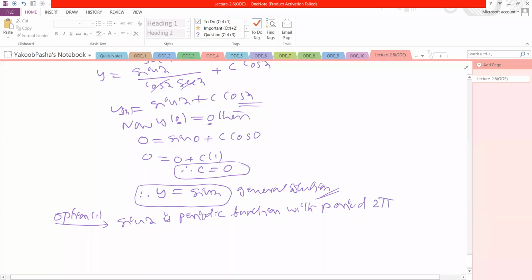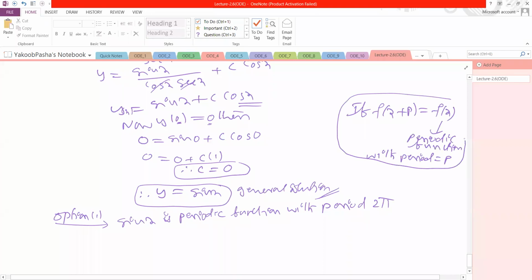That means sin of x plus 2 pi is equal to sin x. Periodic function means if f of x plus p is equal to f of x, then f is called a periodic function with a period p. This is the definition. So sine of 2 pi plus x is nothing but sine x. So sine x is a periodic function with the period 2 pi. This option is correct. So we can go for the second option.